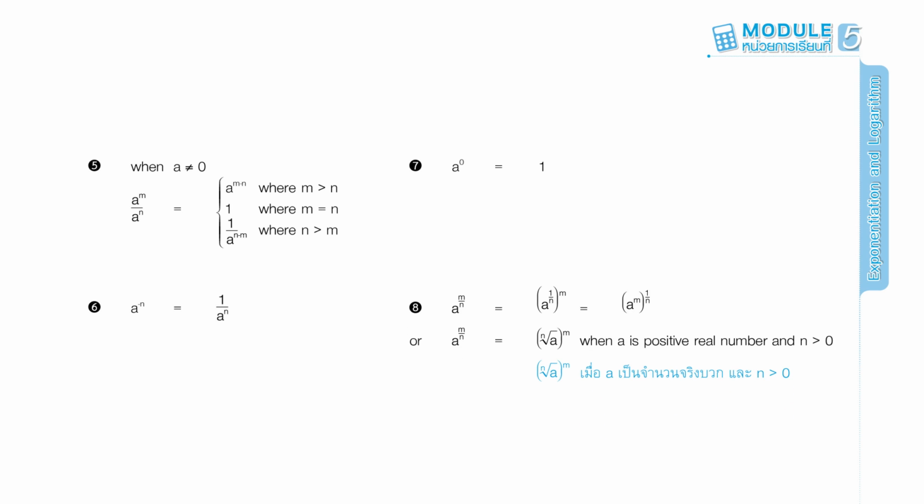8. A to the power of m over n equals a to the power of 1 over n times m equals a to the power of m to the power of 1 over n. Or a to the power of m over n equals the n root of a to the power of m, when a is a positive real number or n is greater than 0.